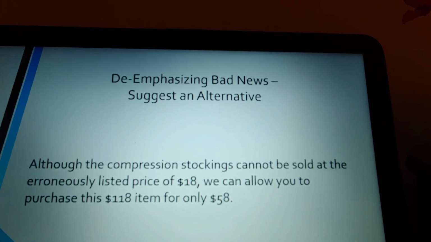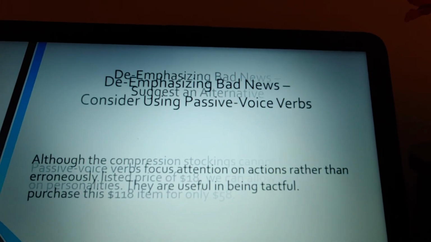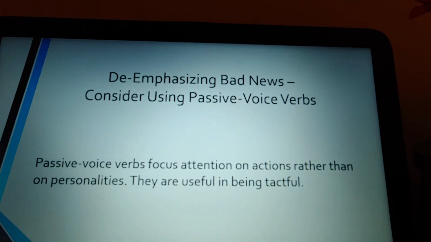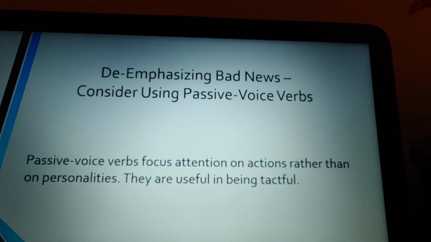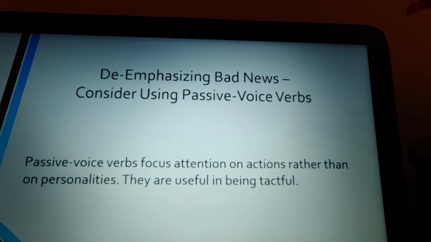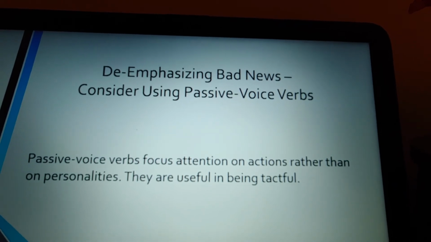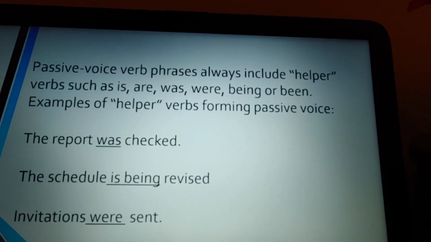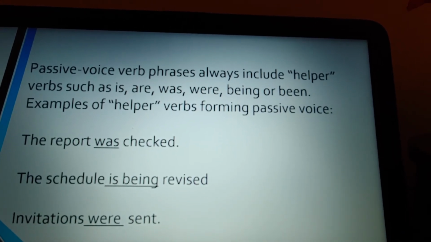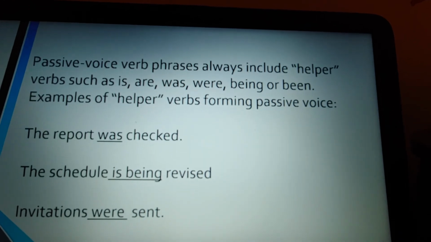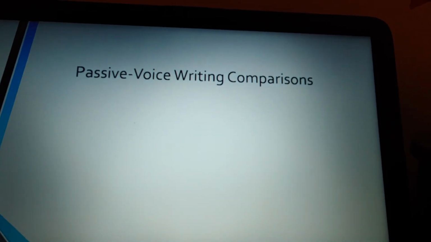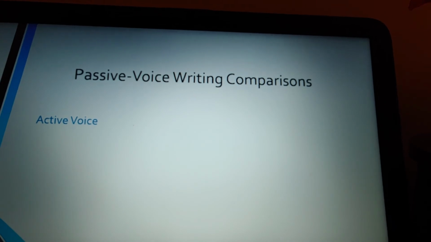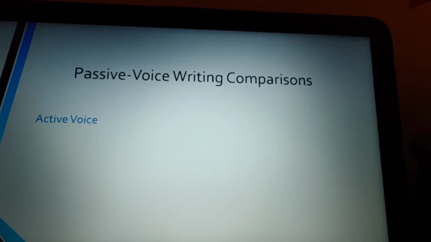Okay, here's another example. Using passive voice verbs can also be very effective in conveying a negative message. Remember, passive voice has nothing to do with the past tense. Passive voice usually has a helper verb involved.